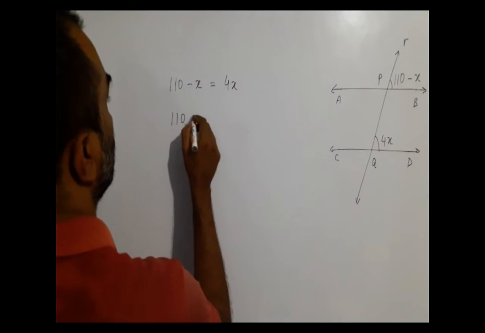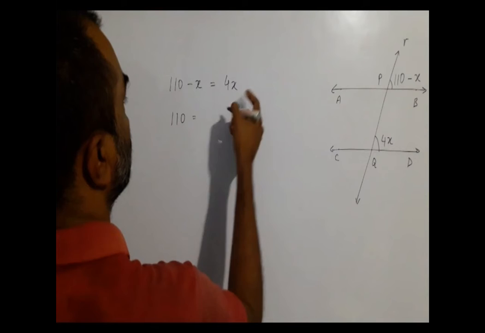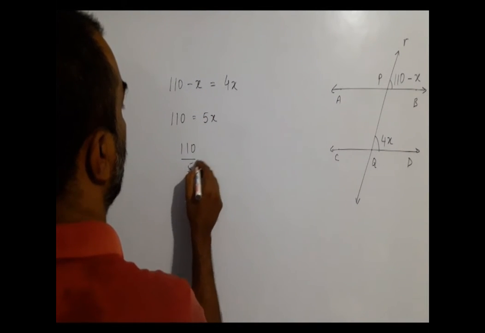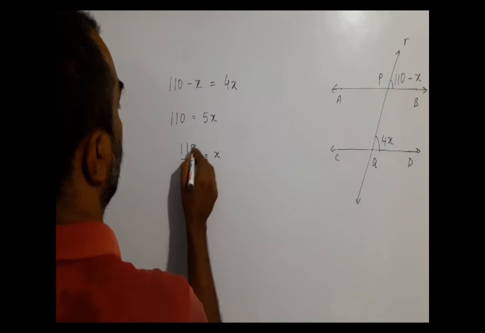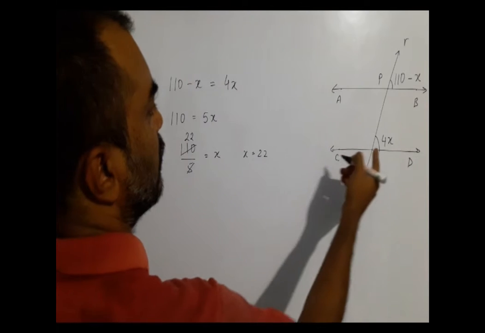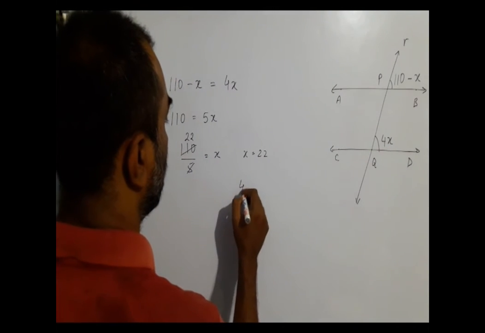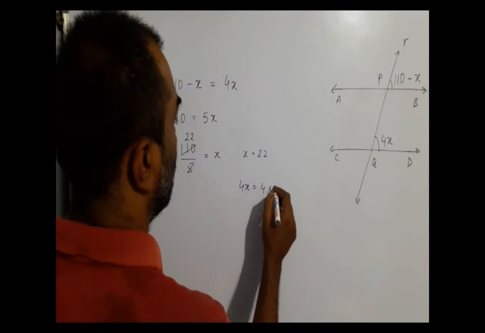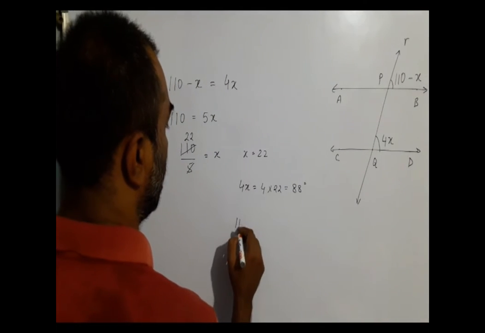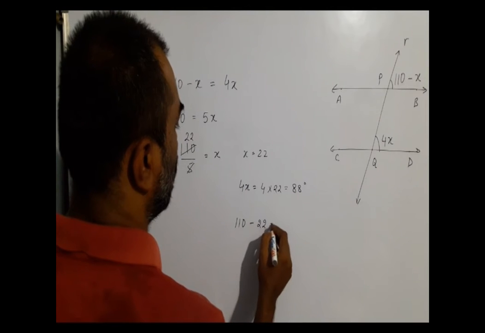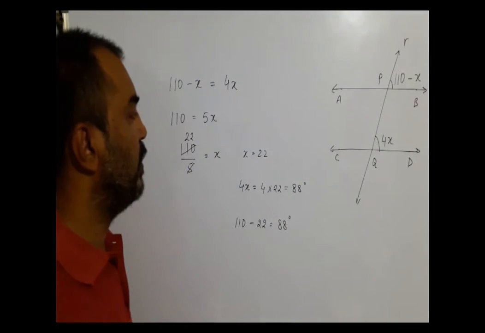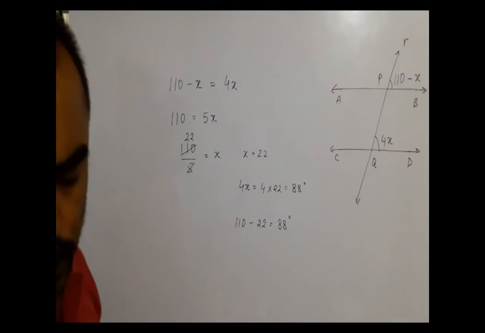Now we just solve them. 4x minus x becomes plus x. So 5x. So 110 upon 5 equal to x. 5 ones are 5, 5 twos are 10, so 22. So value of x is 22. This angle is 4x. So 4x equal to 4 into 22 equal to 88. And this is 110 minus 22 also equal to 88. So both these angles are 88 and the value of x is 22.